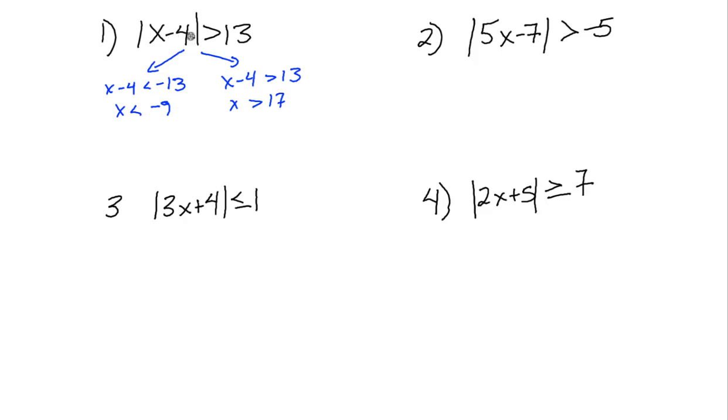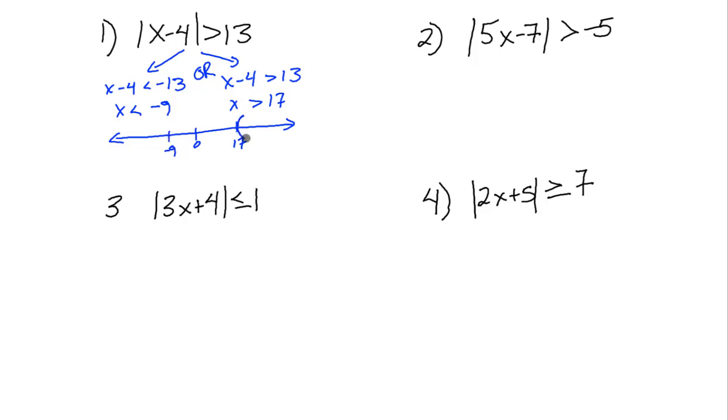Now notice that these two right here, the answers in here can either be bigger than 13 or, so this is an or statement, less than negative 13. So on a graph, it looks like this. There's 0, there's 17 way up there, and there's negative 9 right down there.